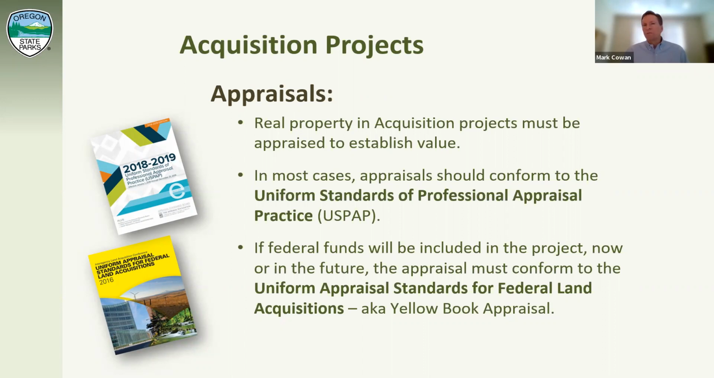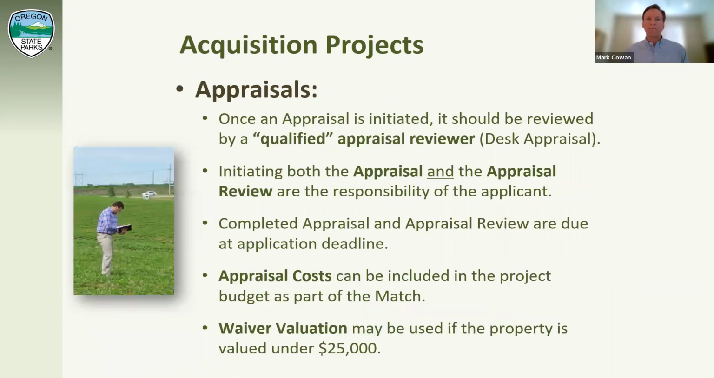So you want to look at your project and see down the road, and if we're basically going to be dealing with non-federal funds, then go with the standard appraisal. If you think you're going to have federal funds involved in the project at any point, you might as well go ahead and get the Yellow Book appraisal now. There's also a second layer to this. Once you order an appraisal, we do ask that you also have that appraisal reviewed by another appraiser. This is commonly referred to as a desk appraisal. And basically that's kind of a check and balances.